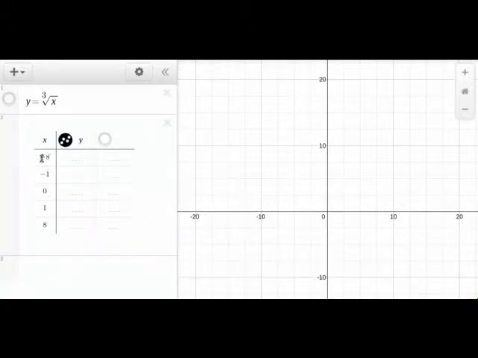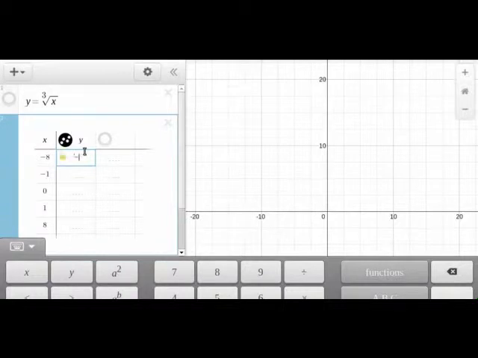We can take the cube root of a negative number. That's fine. So let's do that. Cube root of -8 gives me -2. And the cube root of -1, well, that's just going to be -1 again, because -1 cubed is -1. Cube root of 0 is 0. The cube root of 1 is 1. And the cube root of 8 is 2.